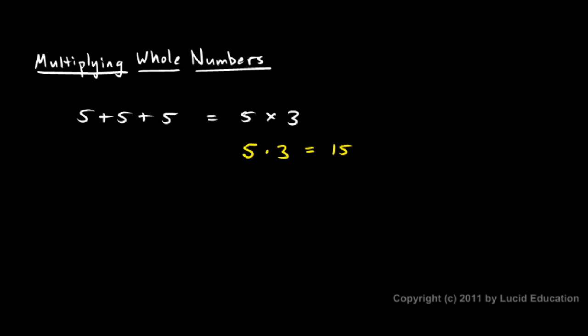The 5 and the 3 over here are called factors. The two things that are multiplied together are called factors. And the result you get when you multiply numbers is called the product. Those are mathematical terms you should know: factors and product. 5 is a factor, 3 is a factor in this case, and 15 is the product.